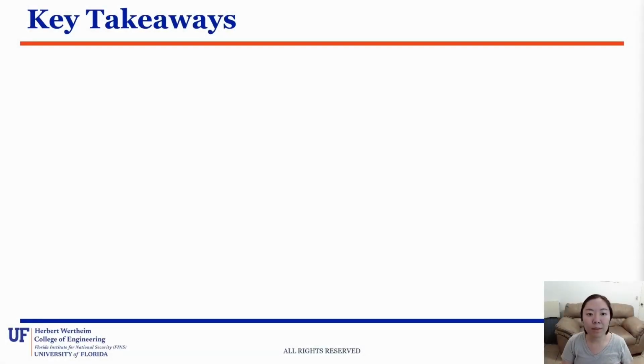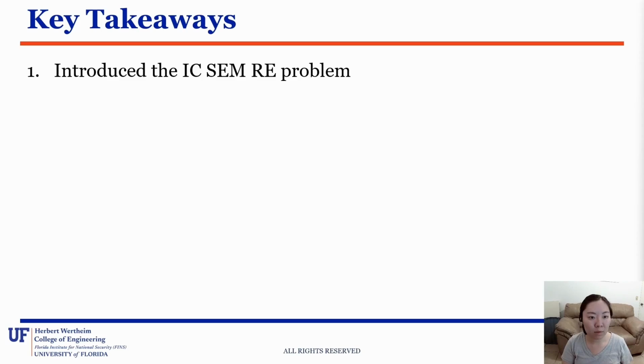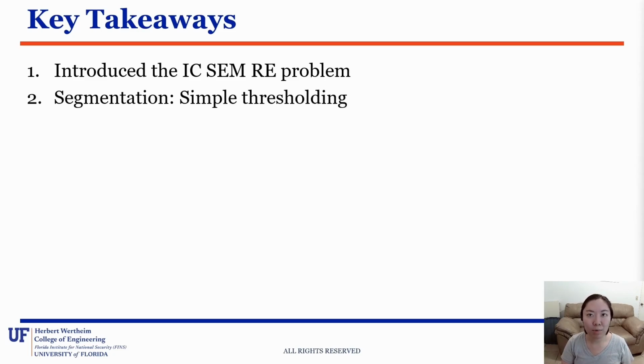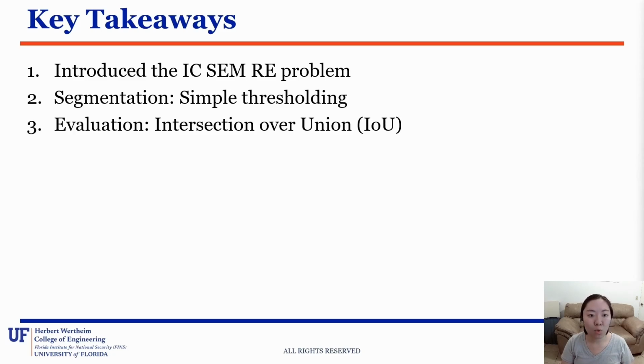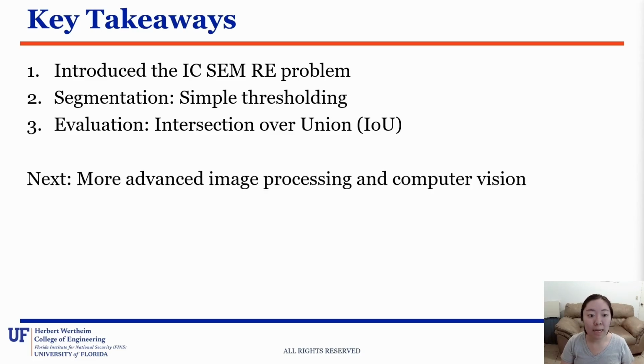In summary, this is what we covered today. We introduced the reverse engineering problem using scanning electron microscope images of integrated circuits for hardware assurance. We applied simple thresholding as a naive segmentation technique. We applied the intersection over union score to evaluate our segmentation result. And in the next video, I'll be expanding upon our work here using a more advanced image processing computer vision approach.